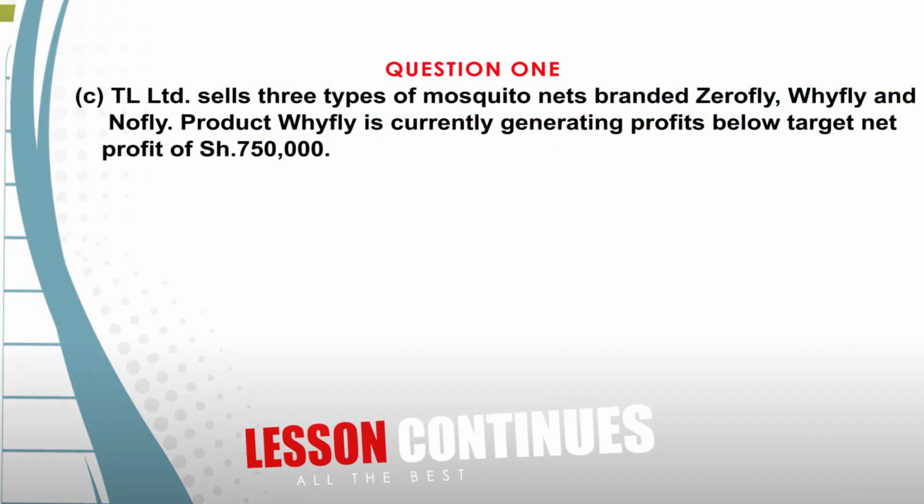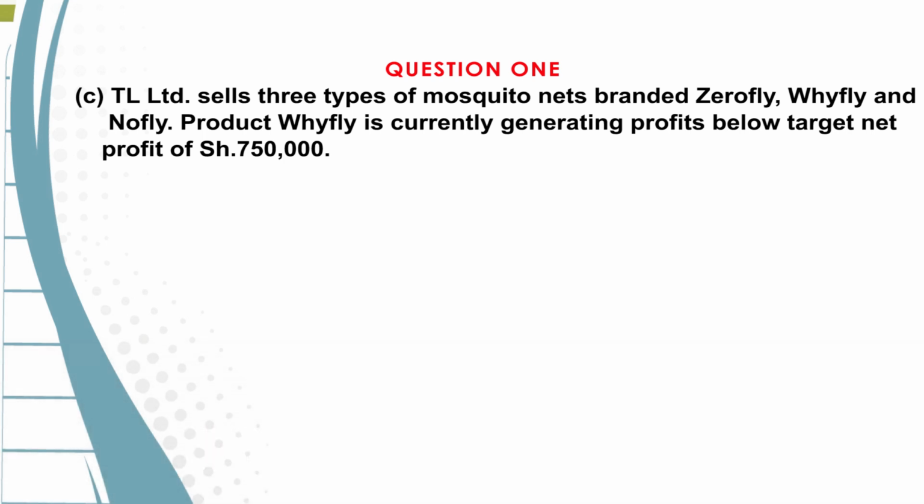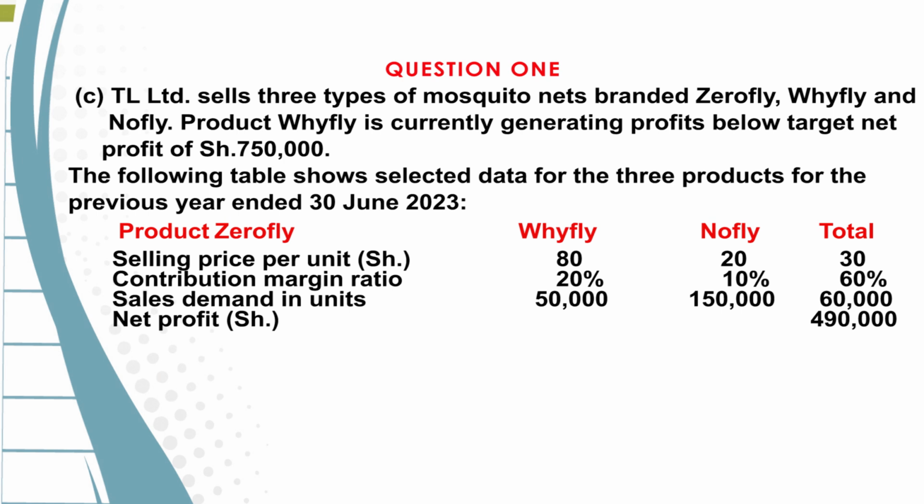Part C. TL Limited sells 3 types of mosquito nets branded Zero Fly, Y Fly, No Fly. Product Y Fly is currently generating profits below the target net profit of 750,000 shillings. The following table shows selected data for the 3 products for the previous year ended 30th June 2023. So you have the sales price, contribution margin ratio, the sales demand in shillings, then you have the net profit for each of the 3 products.